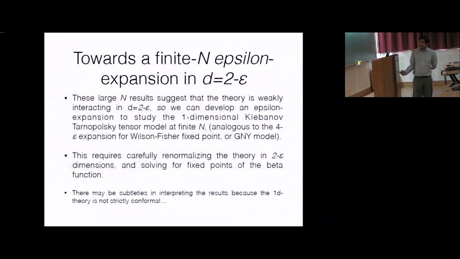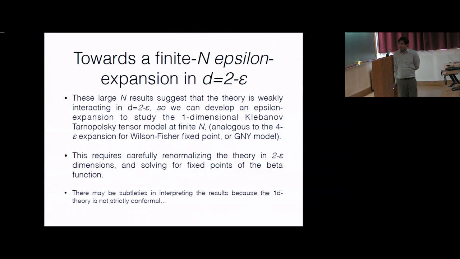So these large N results suggest that there is a weakly interacting theory in d equals 2 minus epsilon, and also that the spectrum is real for epsilon going all the way to 1. So it seems like a natural thing to develop an epsilon expansion to study the 1D tensor model at finite N. This would be analogous to the 4 minus epsilon expansion for the Wilson-Fisher fixed point, or for the Gross-Neveu fixed point starting from 4 minus epsilon dimensions.